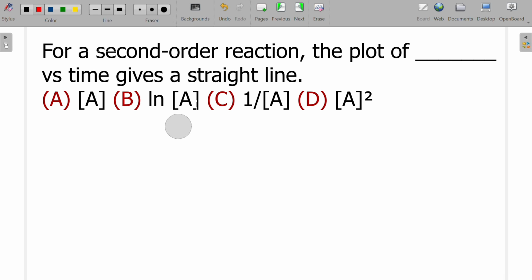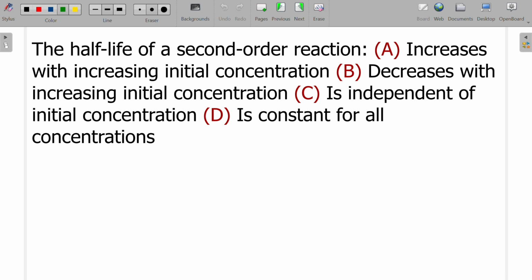So we plot the concentration of A against time if it's a zero order to check if it will give us a straight line. Then we also plot the natural log of A, the concentration of A, if it's first order. And then we plot 1 over the concentration of A if it's second order. So this is our answer that we have here. C is our answer.